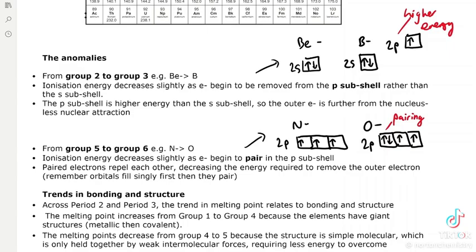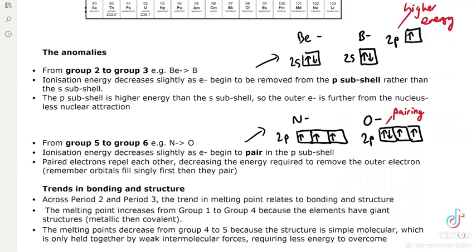So the anomalies are from group 2 to group 3, so for example from beryllium to boron, ionization energy actually decreases slightly as the electrons begin to be removed from the p subshell rather than the s subshell. So the p subshell is higher energy than the s subshell, so the outer electrons are actually further from the nucleus, leading to less nuclear attraction. So less energy is required to remove those electrons. And you can see I've represented that diagrammatically at the top right hand corner.